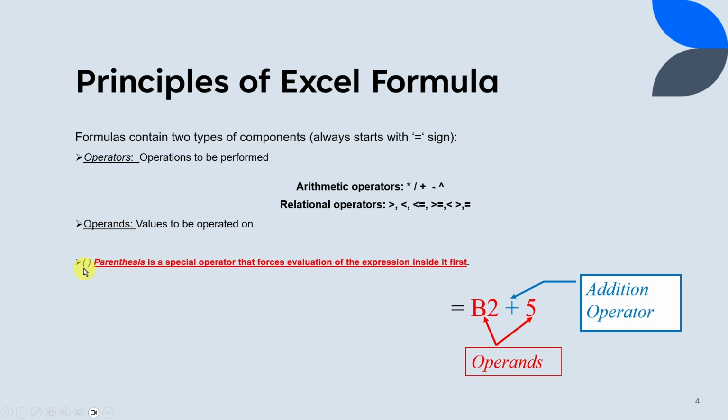Keep in mind, the parentheses are special operators, and they force Excel to perform the operation that falls inside the parentheses first. Here is an example. As you see, I've started the formula with an equal sign, and I'm saying B2 plus 5. It means the value of B2 plus 5. B2 and 5 are the operands, and the plus is the operator.